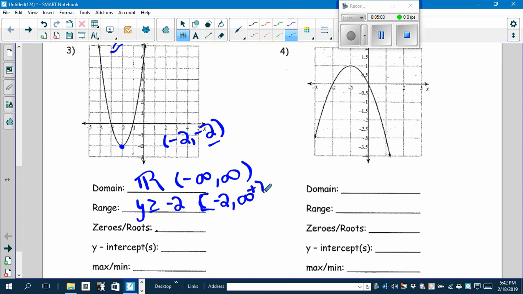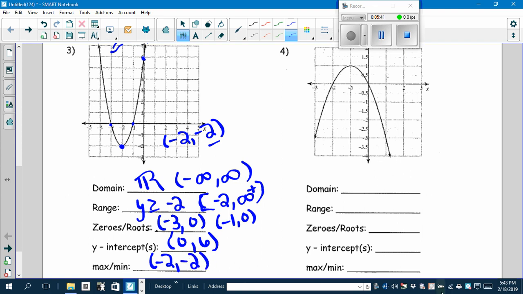Okay. All right. Now, the zeros, there's 2 zeros right here. There's (-3, 0) and (-1, 0). And there's one y-intercept. Let's just say that that's (0, 6) right here. That's (0, 6), okay? And as I said, our minimum is (-2, -2), because that is our lowest point.